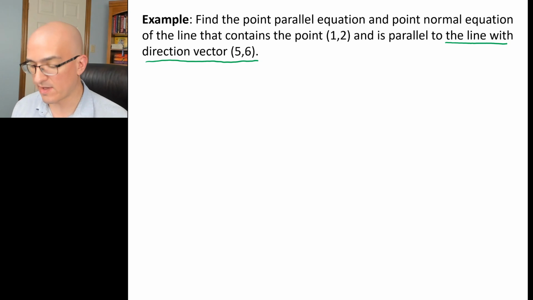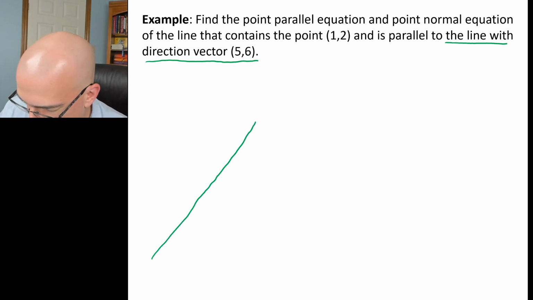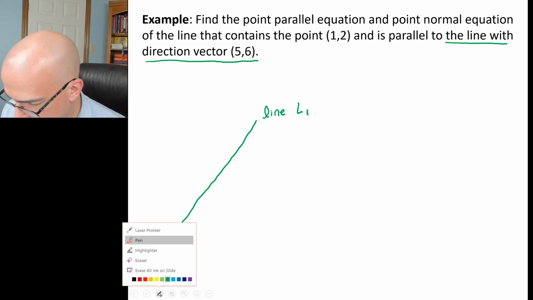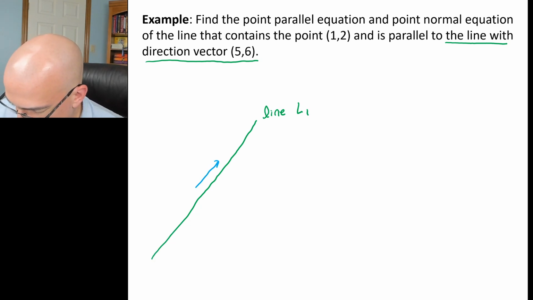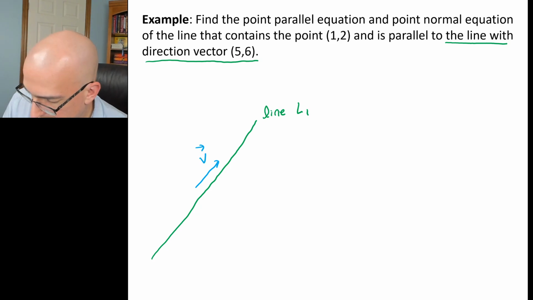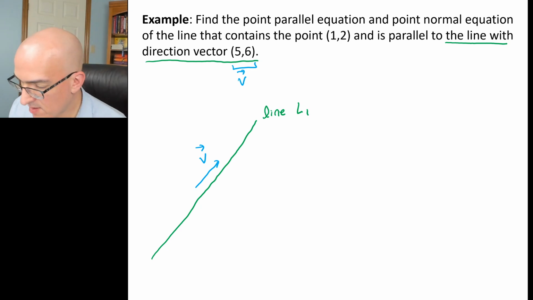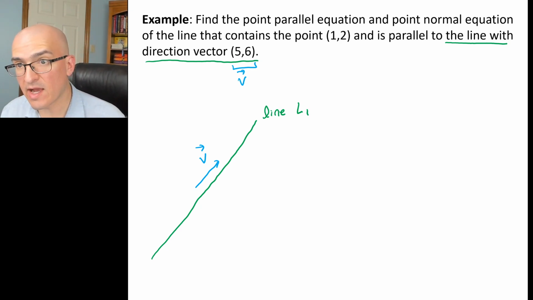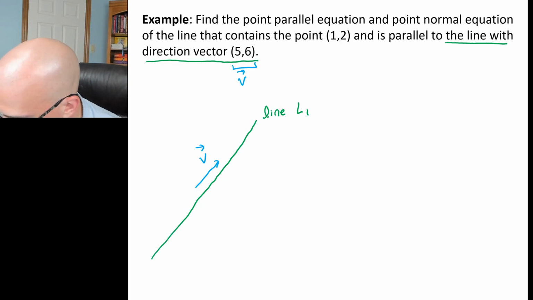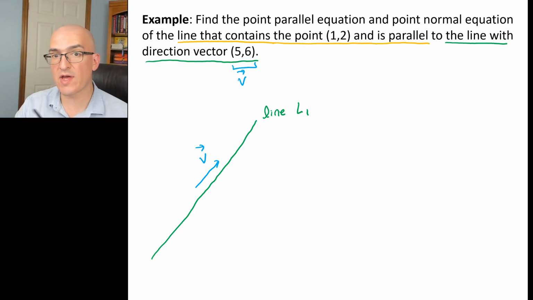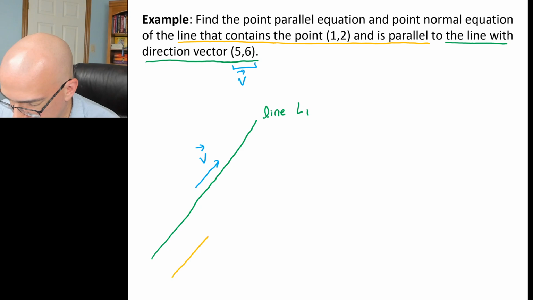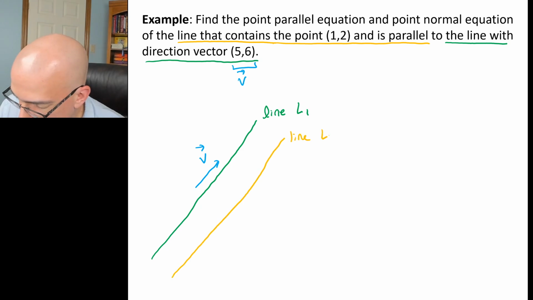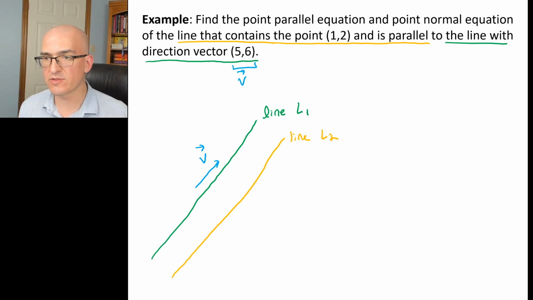I'm going to draw that line. Line L1. So direction vector 5, 6 looks like this. Now I'm going to draw the second line that's here. The line that contains the point 1, 2 and is parallel to that green line. So I'm going to draw that line. That's the line L2. It doesn't matter which one you call L1, which one you call L2.